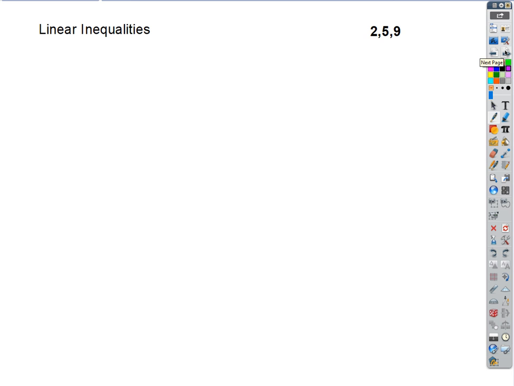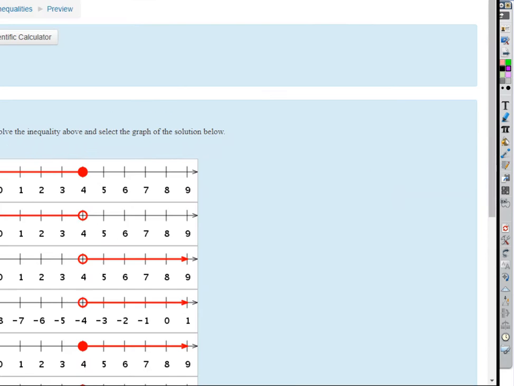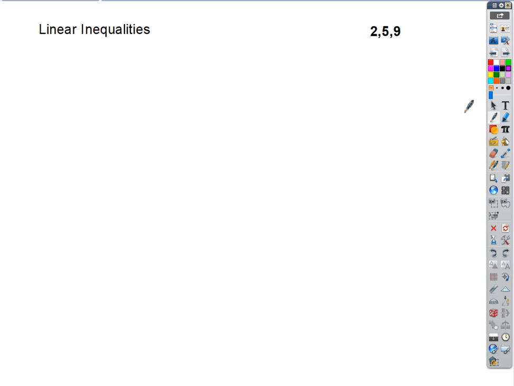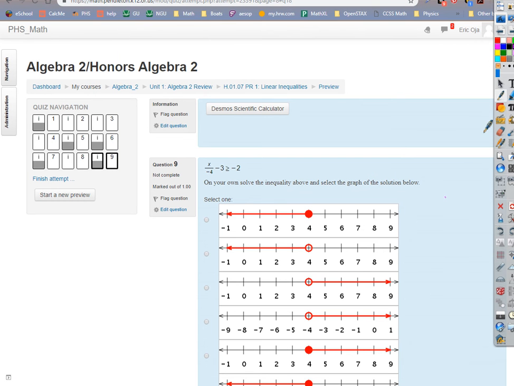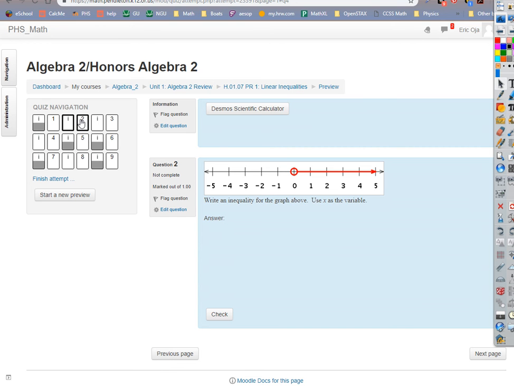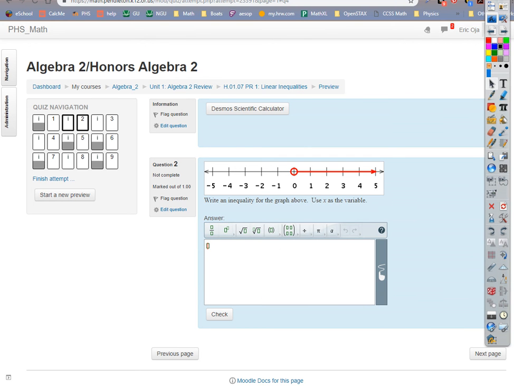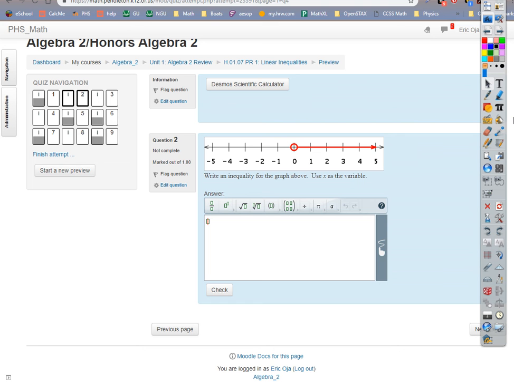So for today then, I want to take a quick look at, I almost want to just skip these for you guys. So here's the first linear inequality assignment. I'm going to make this really brief. This one, for you guys, should be nothing. If they wanted you to do something like this, write an inequality for the graph above, what is that?